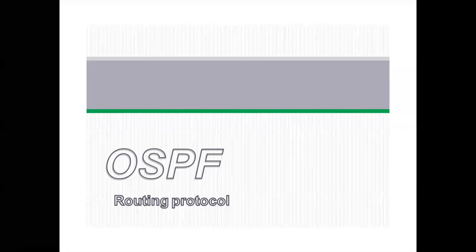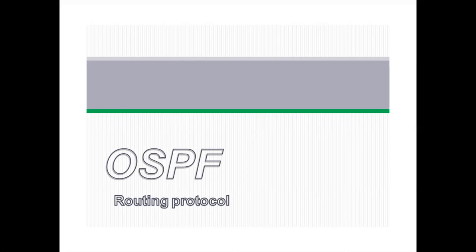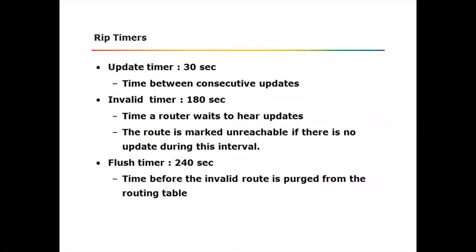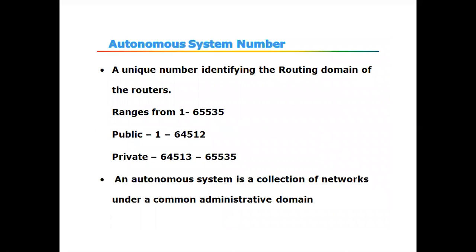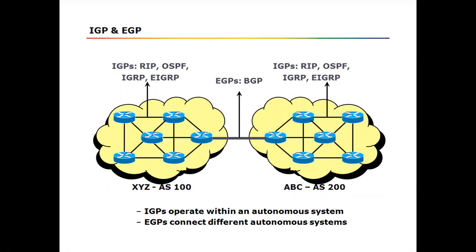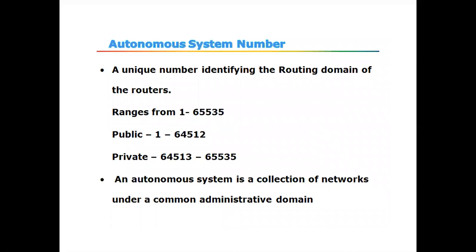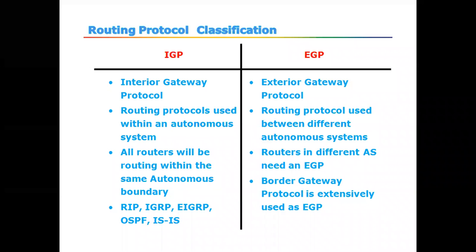Okay, so in dynamic routing, what are the major categories? Can you tell me first? No, no. The major categories, we will discuss in detail. These are the major categories: IGP and EGP, okay. Interior gateway protocol and exterior gateway protocol.